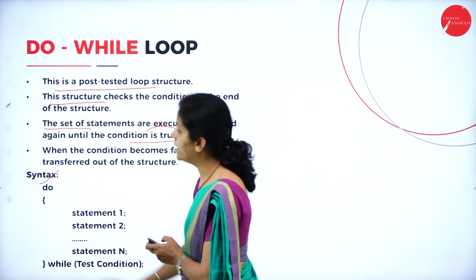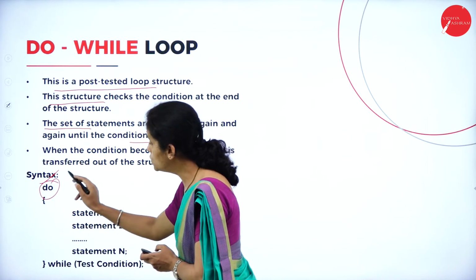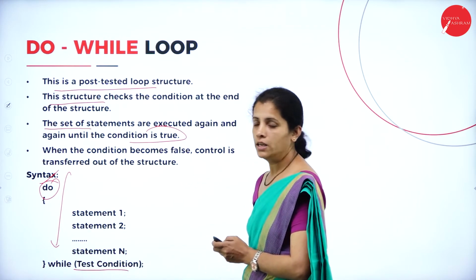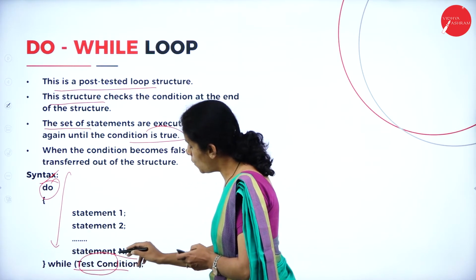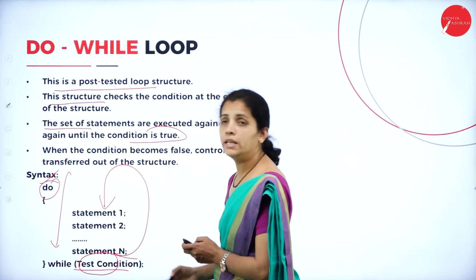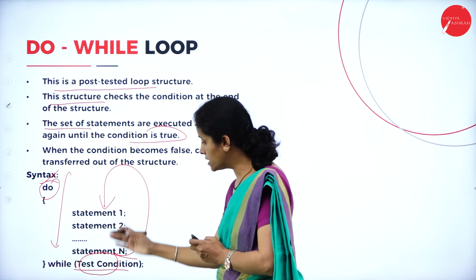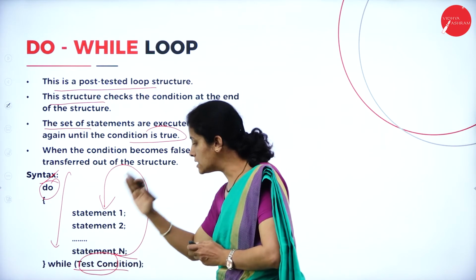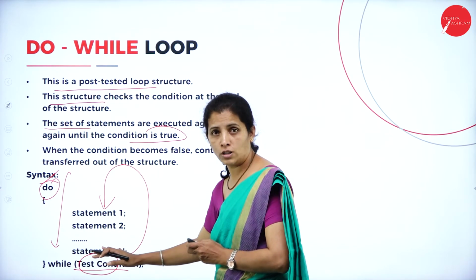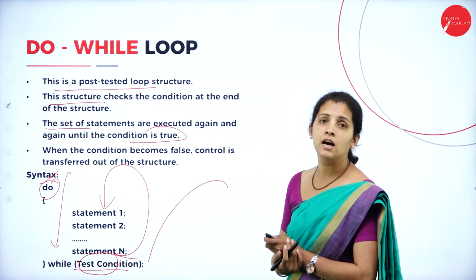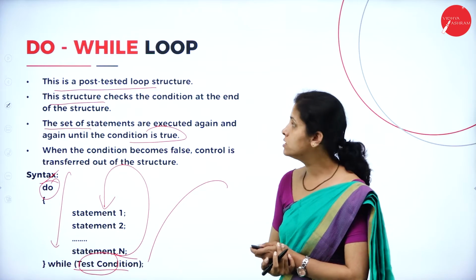Now this is the syntax. So do, that means do this much work, then check the condition. If this condition is true, once again do the activity or do the execution, and check the condition. And when this condition becomes false, at that time the control is transferred out of the structure.